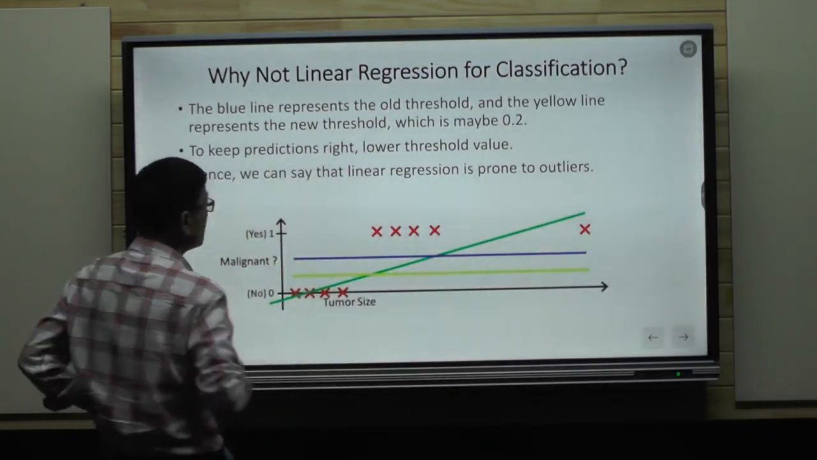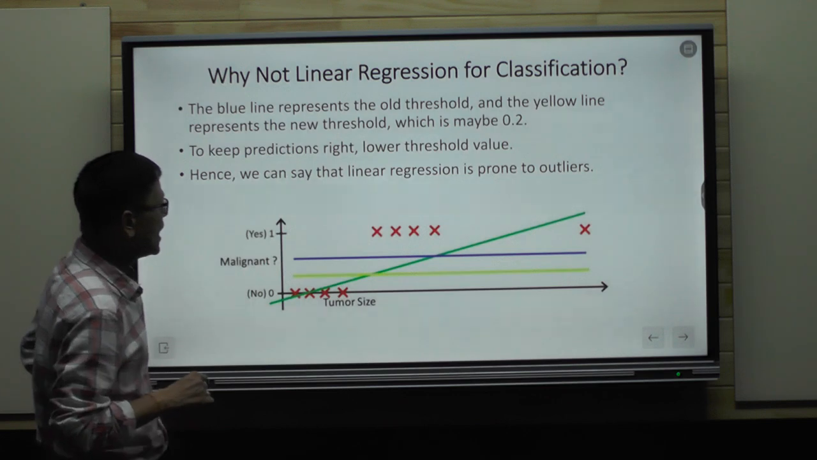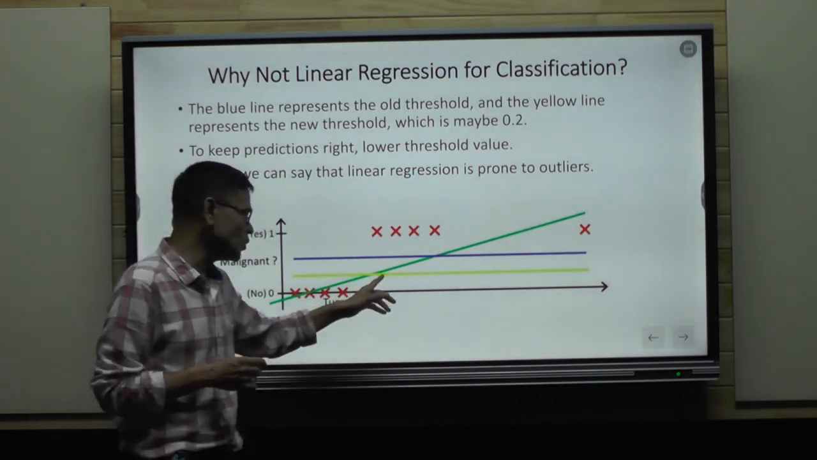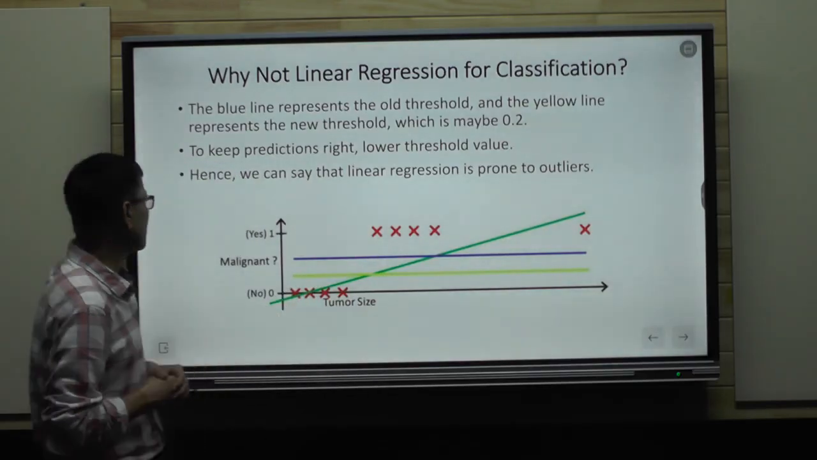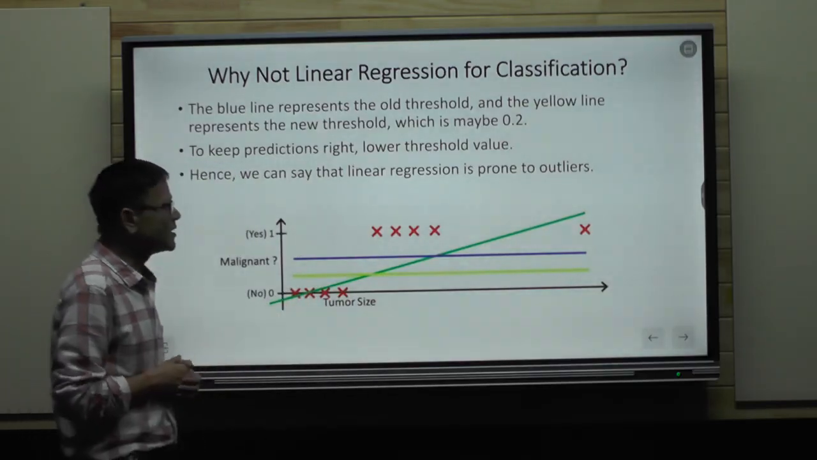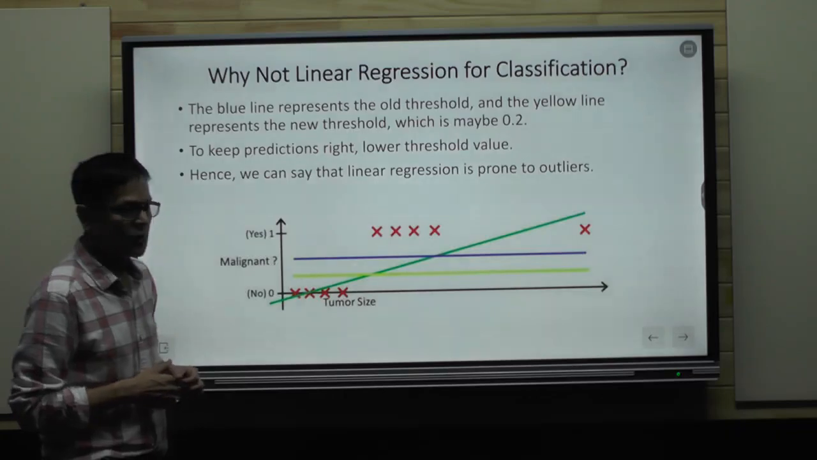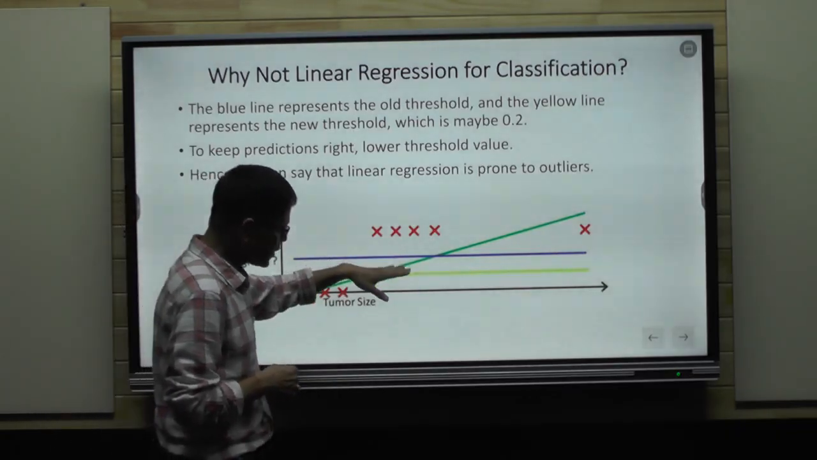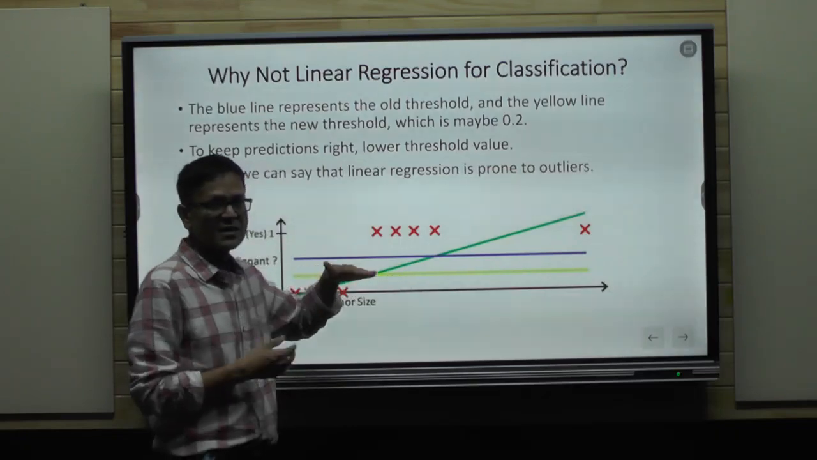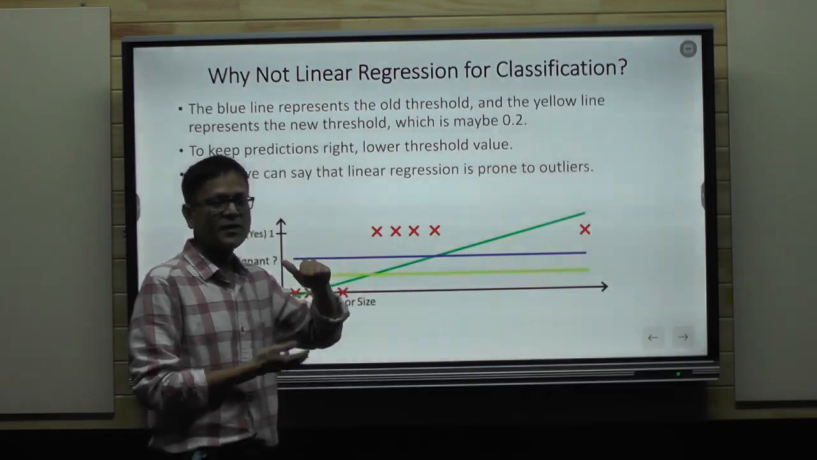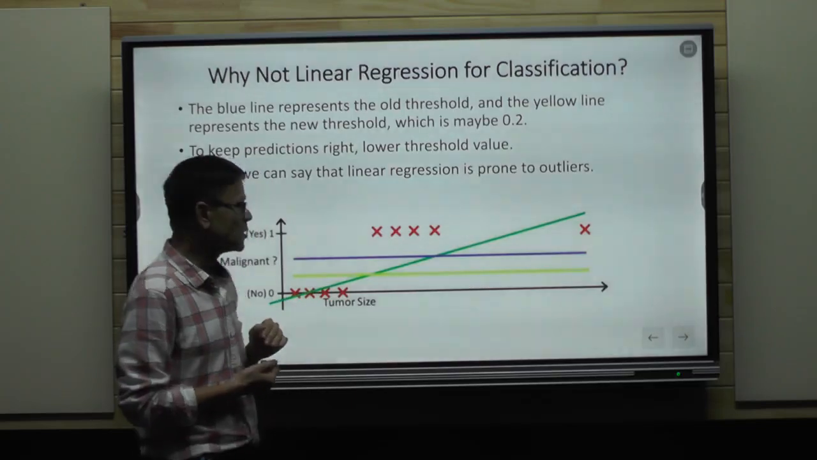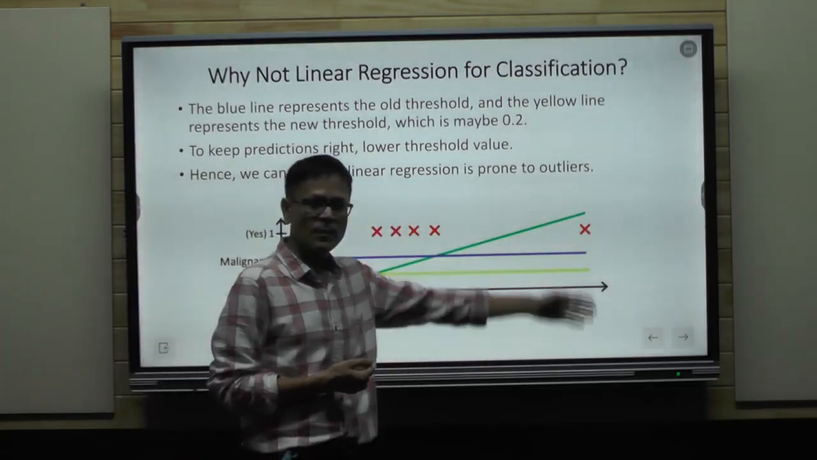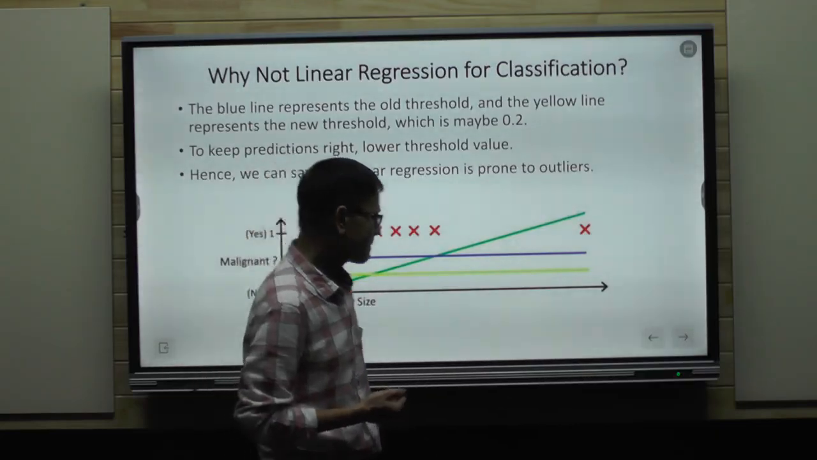Okay. So the blue line represents the old threshold and the yellow line represents the new threshold, that is 0.02, this is 0.05. To keep the prediction right, lower the threshold value. So as outliers increase, to keep the prediction right, we have to decrease the threshold. But there is a certain limit to which we can decrease the threshold. Hence we can say that linear regression is prone to outliers.